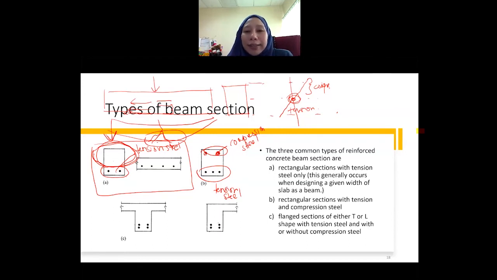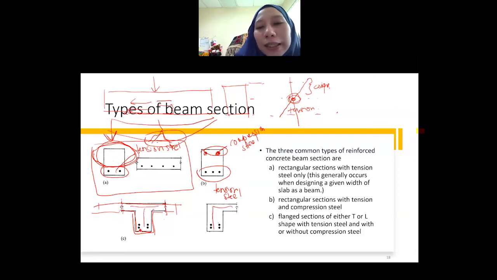Alright. And C, flanged section of either T or L shape with tension steel and with or without compression steel. So there is also a type called the T-beam. The beam may be longer. Sorry, my handphone is ringing. Okay. This one we also don't learn. This is the engineer's job. I don't want to explain too much on this one. This we call the L-beam. This one is the T-beam. The one we will learn is only this one, A only.